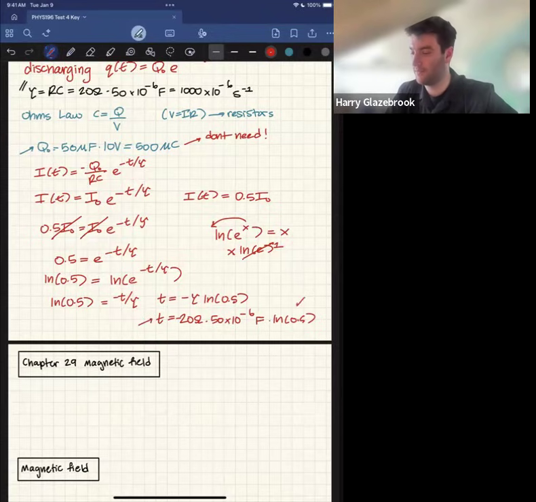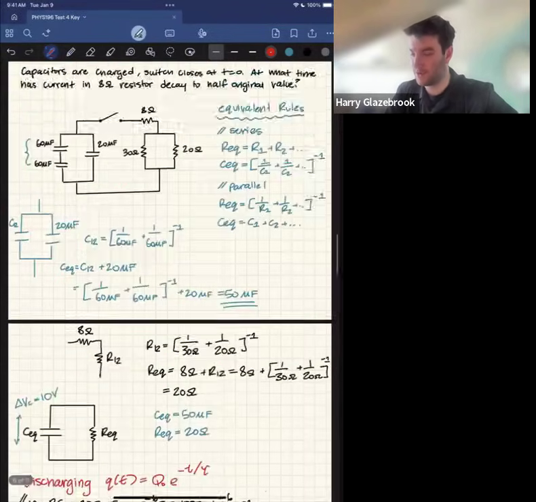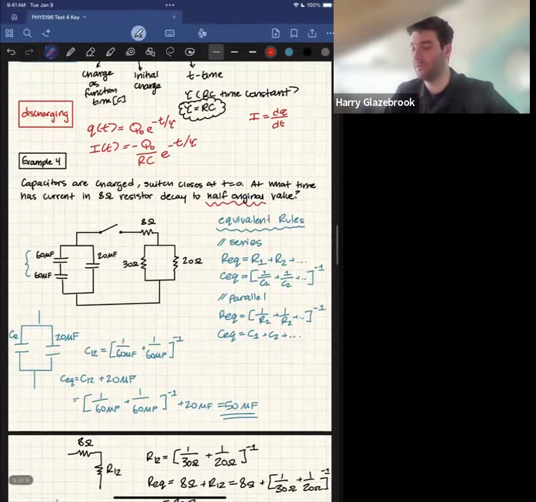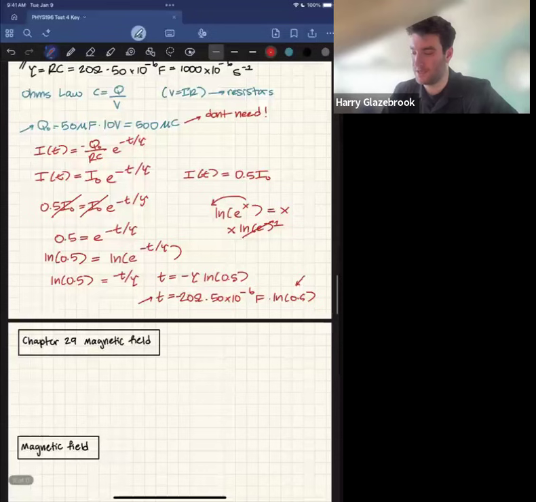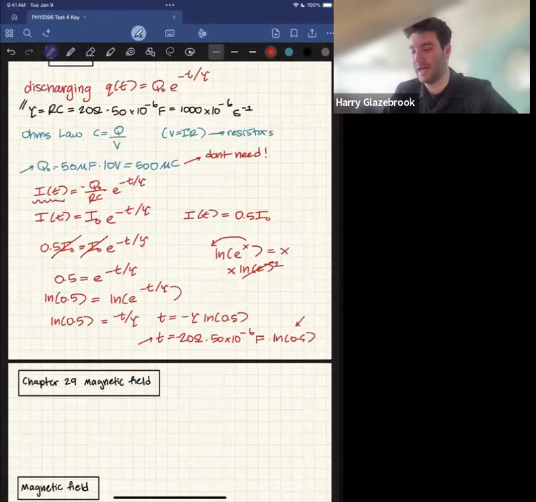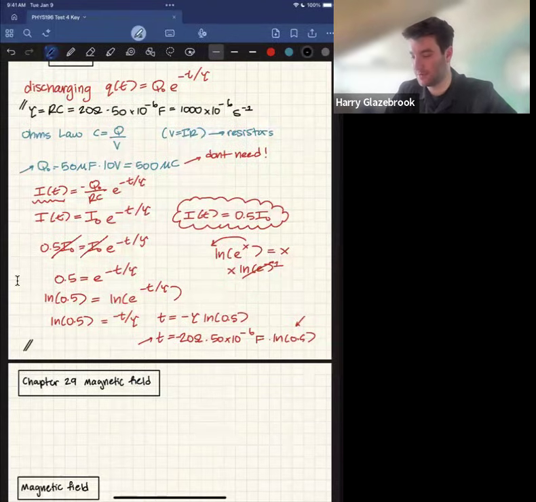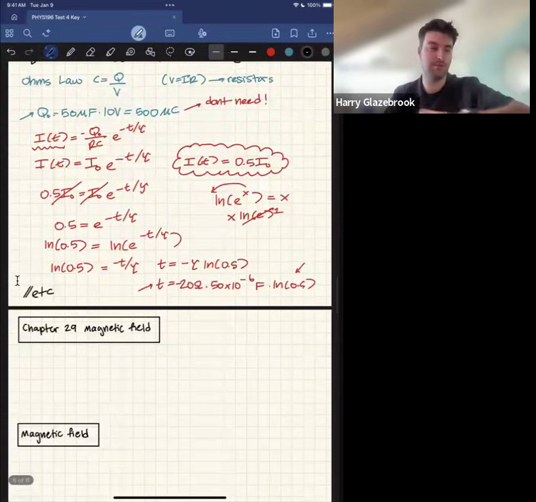The 0.5 came from the question, and this is just basically one example. It said at what time has the current decayed to half its original value? If I wanted to write what that means mathematically, I'm just saying the current at some time, I of t, is now half of its original value, so it's 0.5 times I naught. I'm again taking way too much time, so I'm just going to add an etc. there and move on to magnetic fields because I'm yapping way too much.